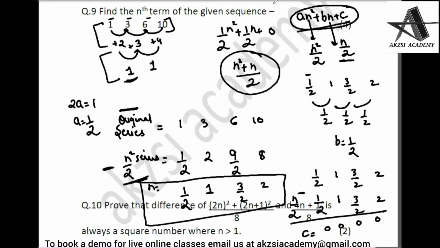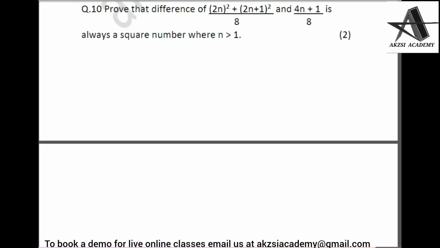Okay, let me move on to the next question, number 10. Prove that the difference of 2n squared plus 2n plus 1 whole squared by 8 and 4n plus 1 by 8 is always a square number, where n is greater than 1. We have to prove the difference of these is always a square number. That means (2n squared plus 2n plus 1) whole squared by 8 minus (4n plus 1) by 8. We have to prove whether it's a square or not.